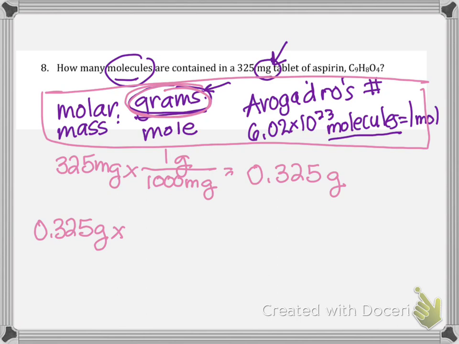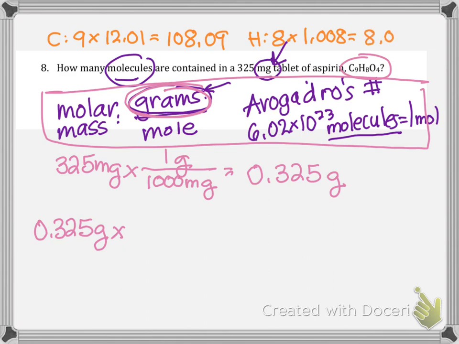So I'm going to need to calculate the molar mass of aspirin. So this is going to take my periodic table, and let's see. Carbon, I have 9 of them times 12.01. So let me do it step by step. So 12.01 times 9 is 108.09. And then I have hydrogens, which are 8 of them. That's 8.064. And then oxygens, which there's 4 of them, times 16. So 4 times 16, 64.